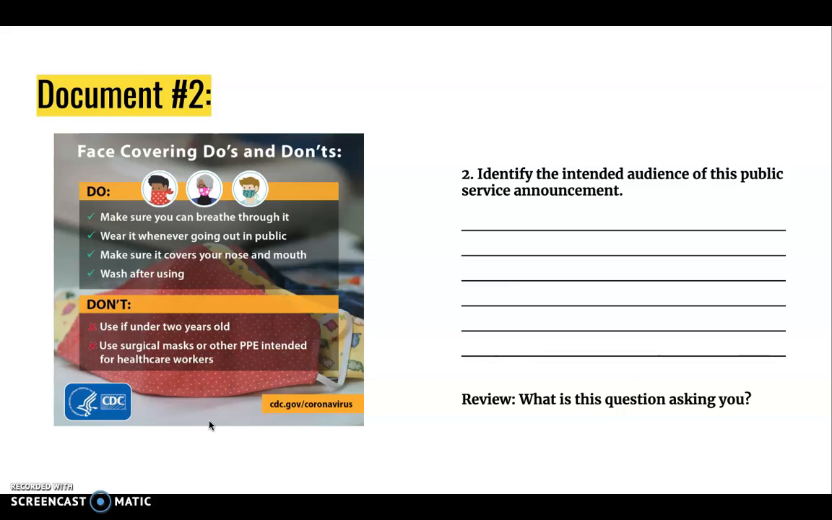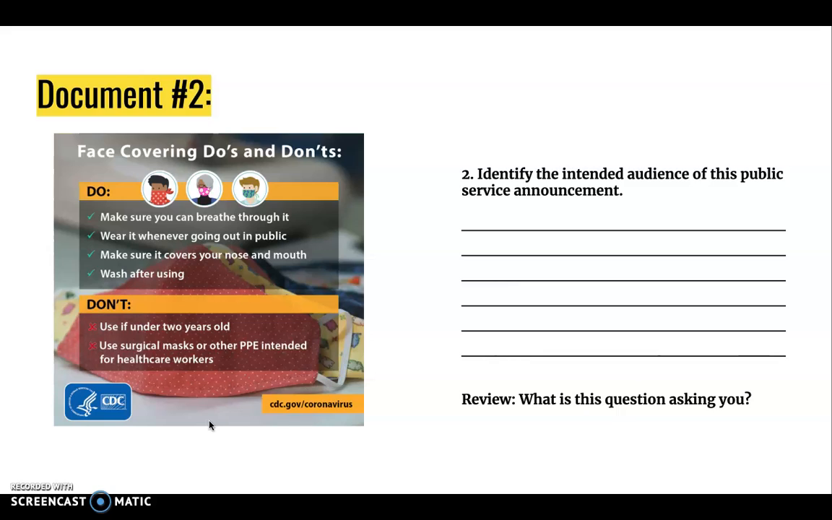So, question 2, identify the intended audience of this public service announcement. Who is the audience? What is this question asking you? Who is this public service announcement for? Who is the intended audience? The public. Even if you just said the intended audience of this public service announcement is the public, citizens of the world, people, humanity, that would be fine.